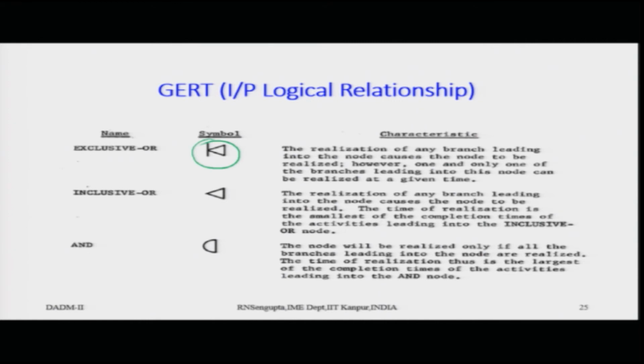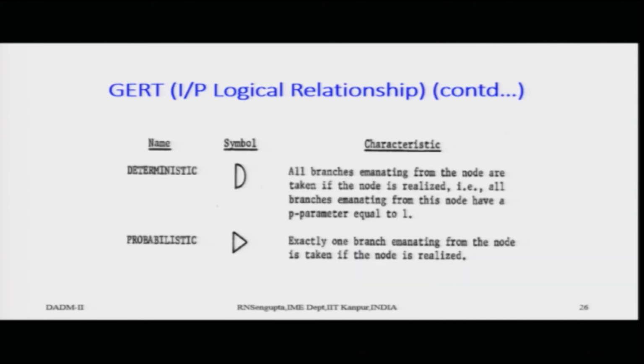So, of all the activities leading into the inclusive OR node, and the AND node would be realized only if all the branches leading into the node are realized. The time of realization would be the maximum of them. So, in this case you will take the minimum, and in this case you will take the maximum, and based on that you will formulate the GERT network. In the deterministic sense and the probabilistic sense you will also have different symbols.